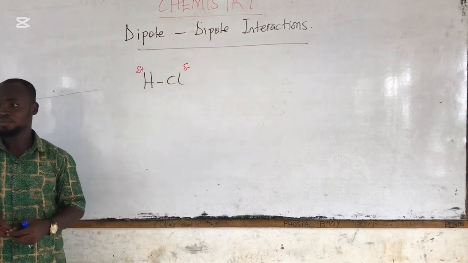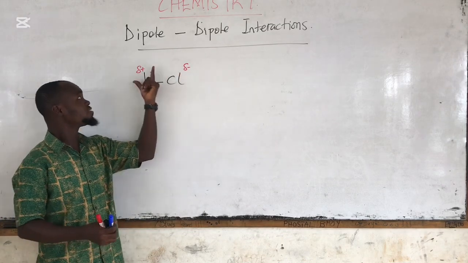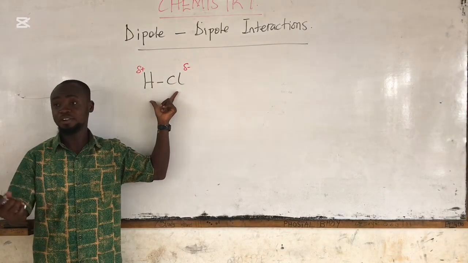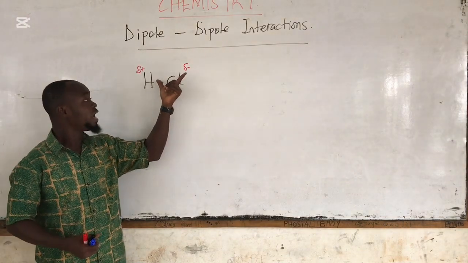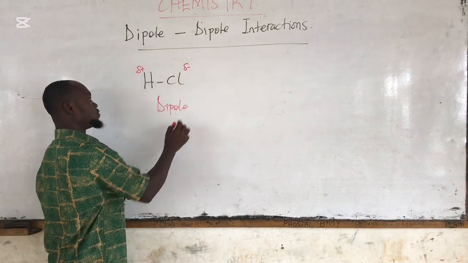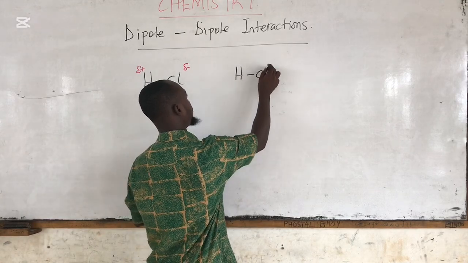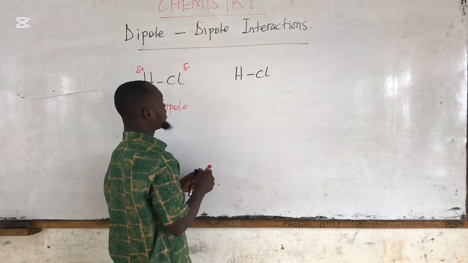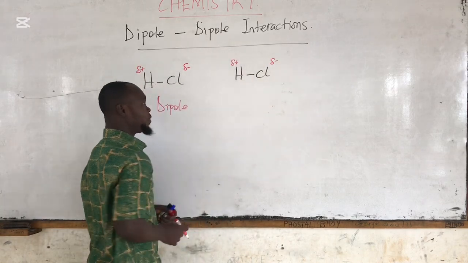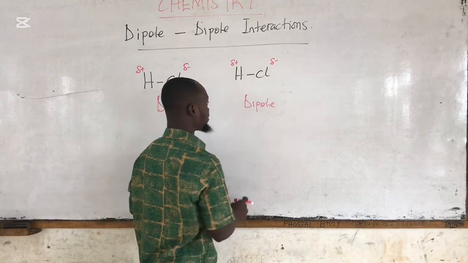In our previous lesson, I said a dipole arises whenever we have separate charges on the species involved in the bond. A dipole arises as a result of polarity. Is that okay? So we have a dipole arising here. If we have another polar covalent compound, let's say HCl again, this is partially negative and this is partially positive. Again, a dipole will arise in this as well.